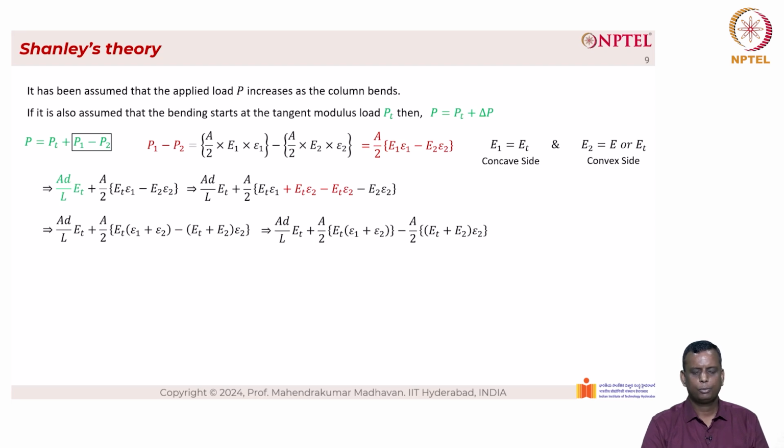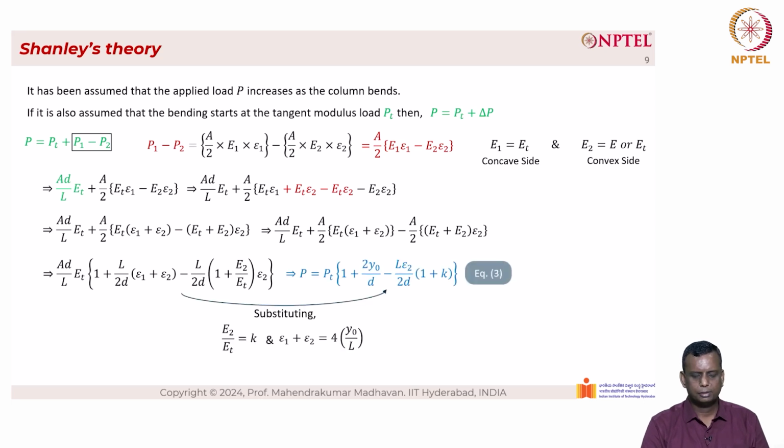This again gives rise to the equation AD by L into E sub t plus A by 2 into E sub t bracket open epsilon 1 plus epsilon 2 bracket close minus A by 2 into E sub t plus E2 into epsilon 2. This again can be simplified further. AD by L into E sub t, we take the whole thing outside the bracket into 1 plus E2 divided by E sub t into epsilon 2. So when we substitute E2 by Et equal to k and epsilon 1 plus epsilon 2 is equal to 4 y naught by L, we get another equation P equal to P sub t into 1 plus 2 y naught by d minus L into epsilon 2 divided by 2d into 1 plus k, which becomes equation 3.